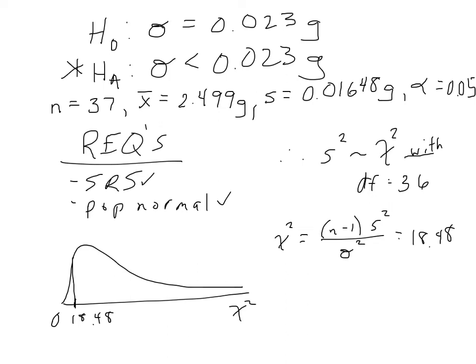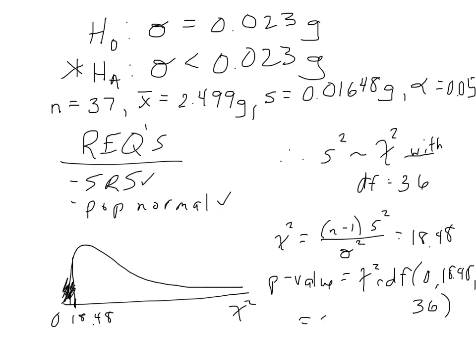I know that this is a left-tailed test, so my p-value is going to be the area to the left. My p-value will be chi-squared CDF, going from 0 to 18.48, and I've also got to remember my degrees of freedom will be 36. When I do that, I obtain a p-value of, anybody remember what my p-value was? 0.0069. That's my p-value, which is very low, so I'll reject the null hypothesis.